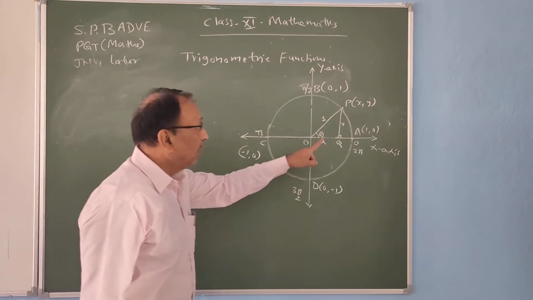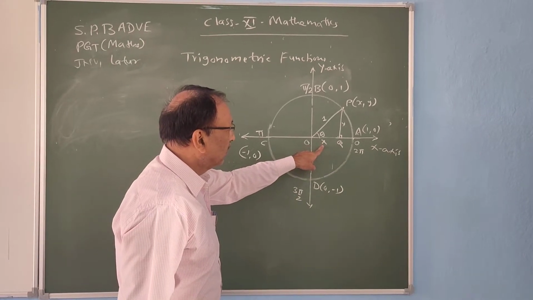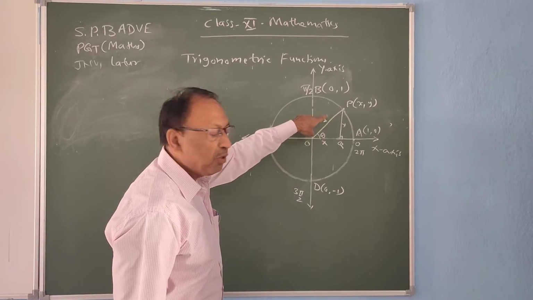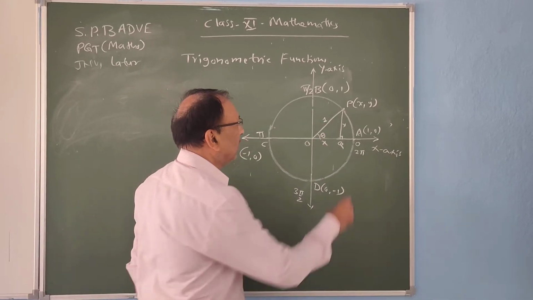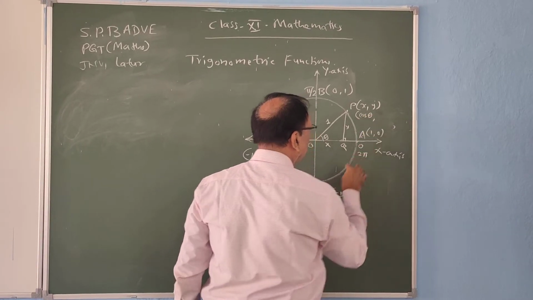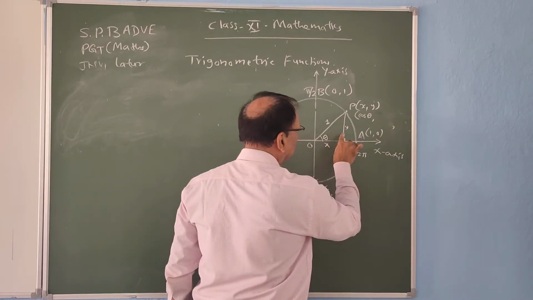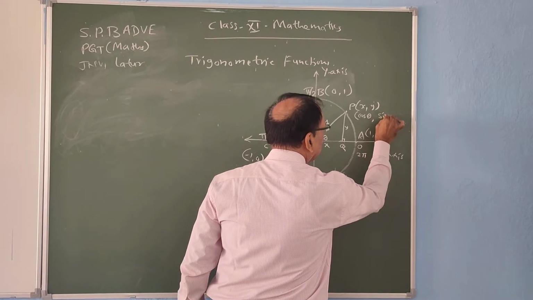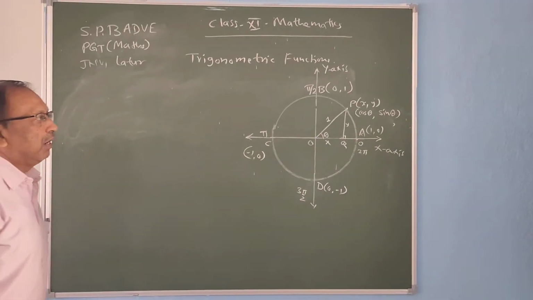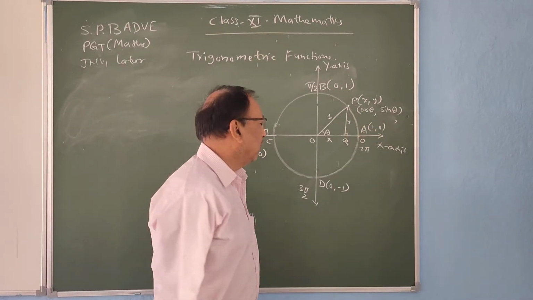Now, x is equal to adjacent upon hypotenuse, cos theta. So x is equal to cos theta. Means P will be here, where x is cos theta and y is opposite upon hypotenuse, that is sin theta. Okay. x is equal to cos theta and y is sin theta.